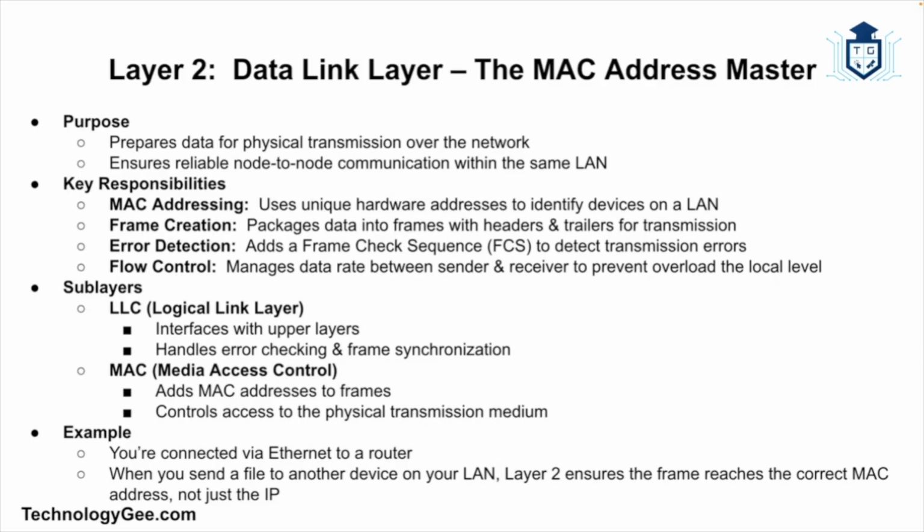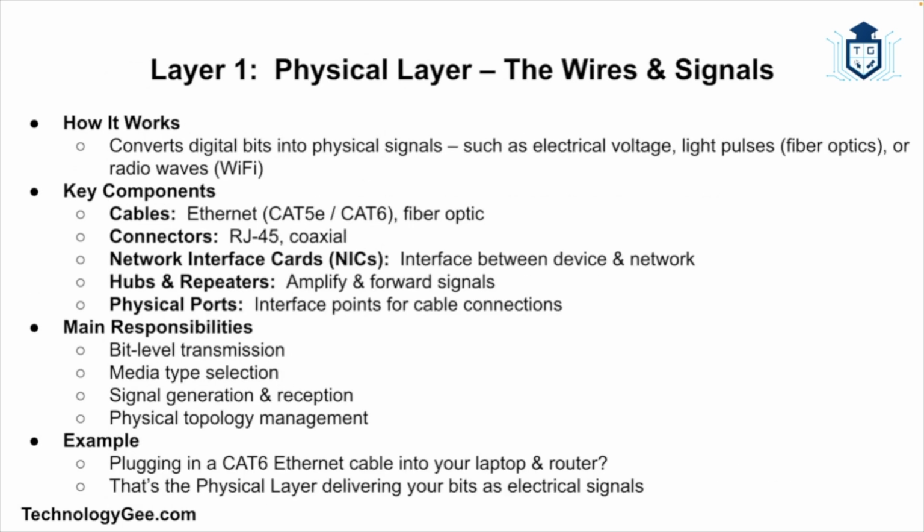And an example of this would be, let's say you're connected to your router via Ethernet. When you send a file to another computer on your network, the data link layer ensures it goes to the correct MAC address. All right, so that brings us to layer 1, which is the physical layer.